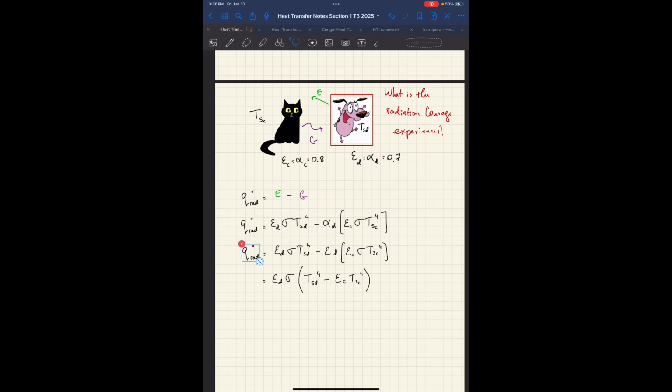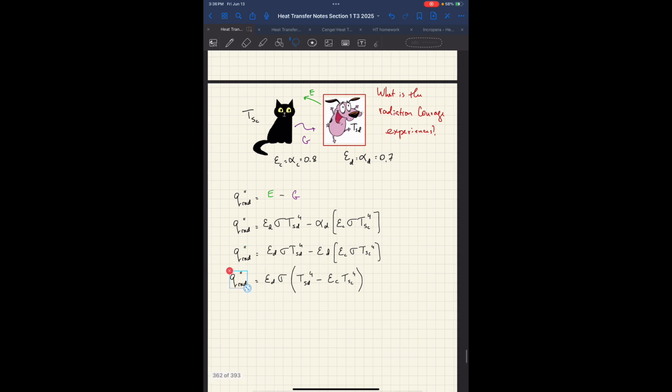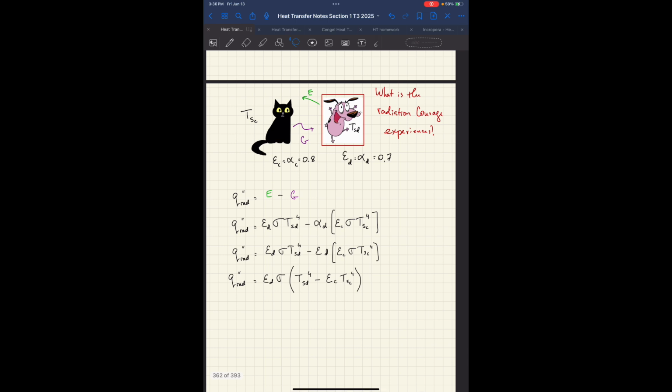Okay. So that's basically how you would do this. This would give you the radiation that Courage is getting from the cat.